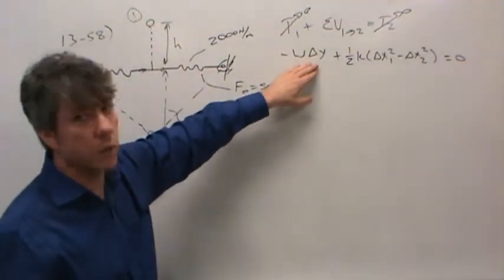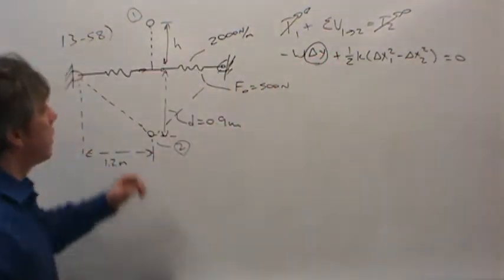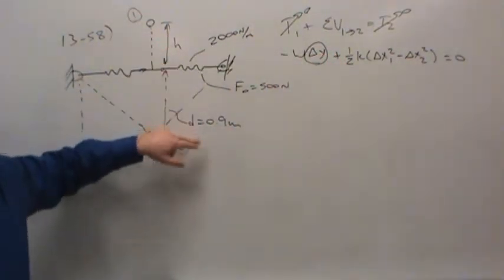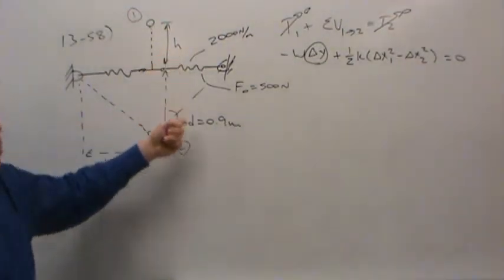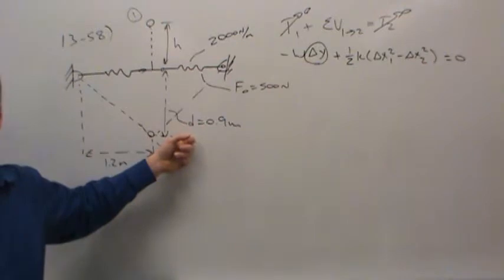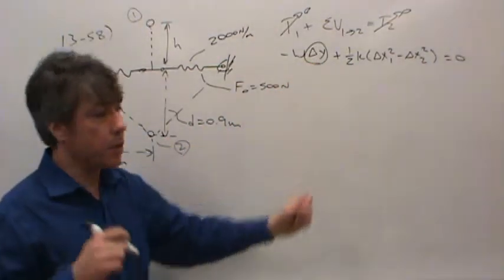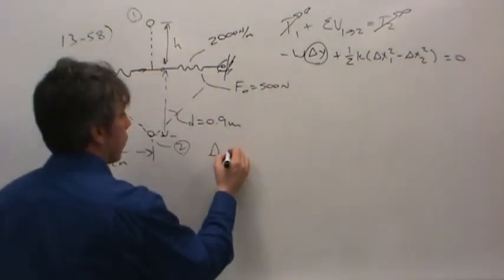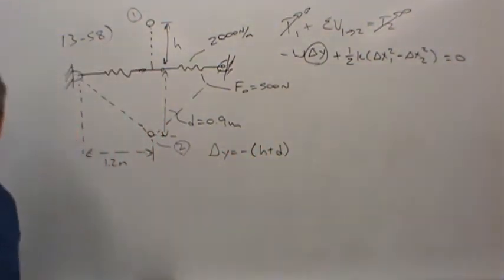So basically delta y is the unknown, and delta y is just going to be the sum of h and d. Now we have to be careful though, because it's going to be the negative sum of h and d. Does that make sense? Because delta y has to be a negative thing. So let's write that down. Delta y equals the negative of h plus d. And h is really what we're looking for.